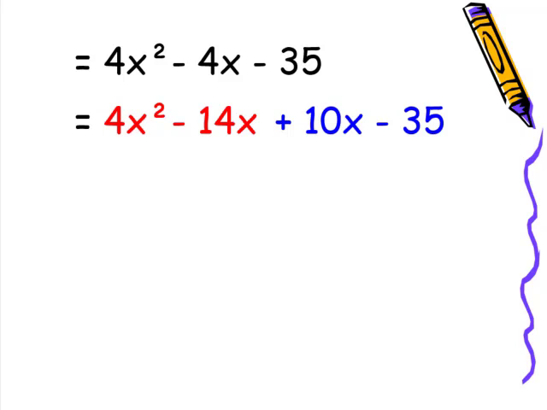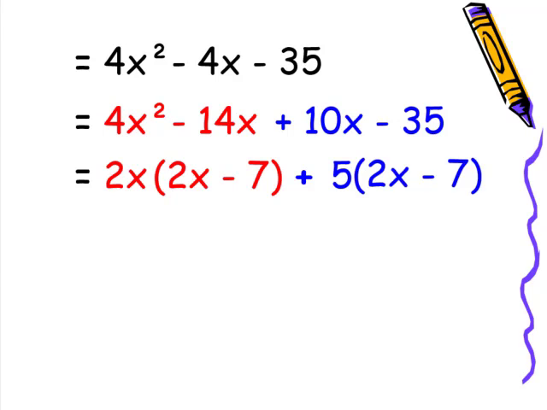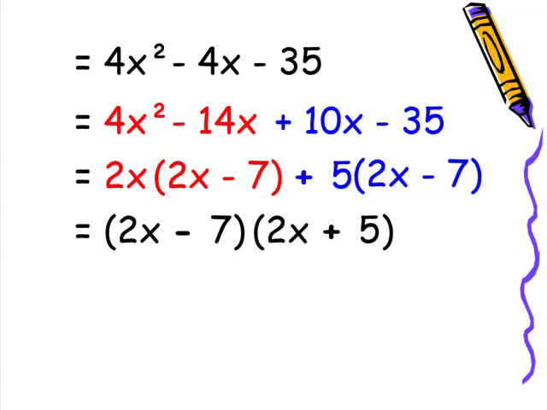Now we're going to factor by grouping. What can we factor out of the first two terms, the red terms? That would be 2x. That would leave us with 2x minus 7. And what can we factor out of the two blue terms, the last two terms? That would be plus 5, leaving us with 2x minus 7. So now we're going to factor out that 2x minus 7, and that's going to leave us with 2x plus 5.